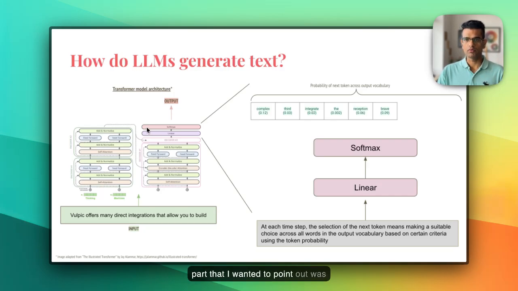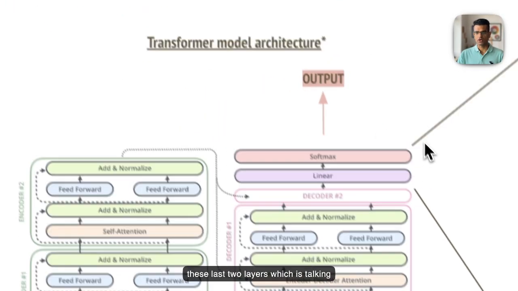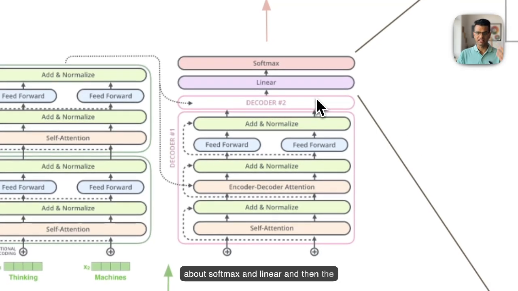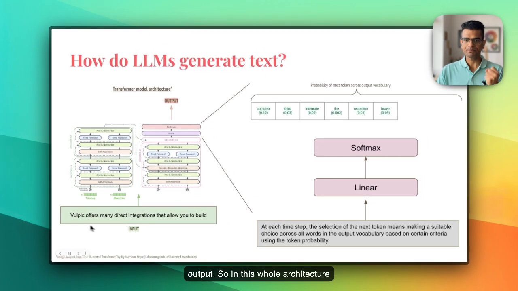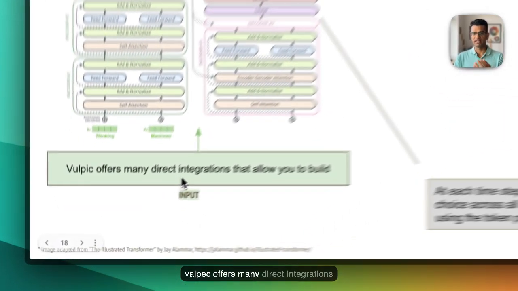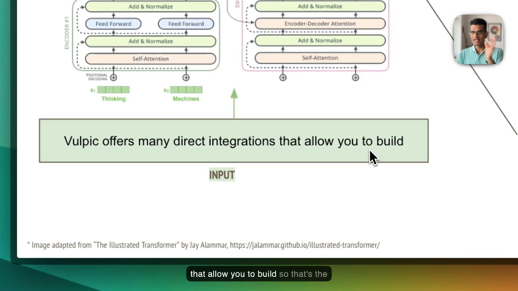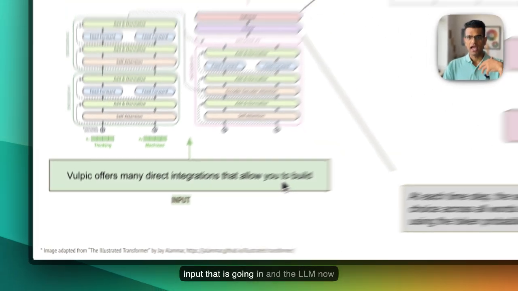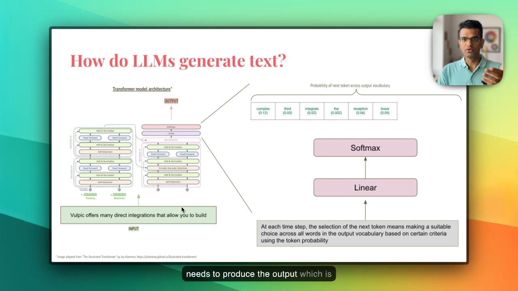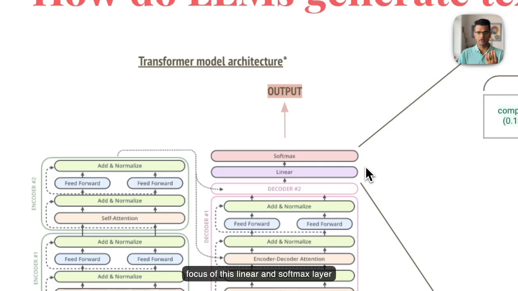While we're not looking to go super detailed into the transformer architecture itself, the most important part that I wanted to point out was these last two layers, which are softmax and linear, and then the output. So in this whole architecture, you have input that is coming in. In this case, the input text that we decided on in the previous slide, which is Vulpix offers many direct integrations that allow you to build. That's the input that is going in. And the LLM now needs to produce the output, which is nothing but completing that sentence. So it's doing next token prediction. What is happening at this next token prediction is the focus of this linear and softmax layer on the top here.